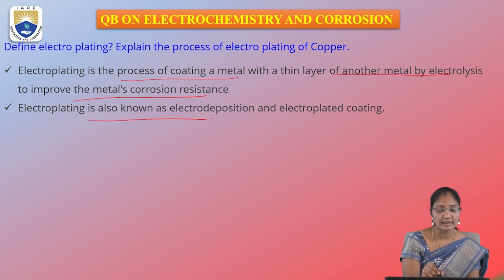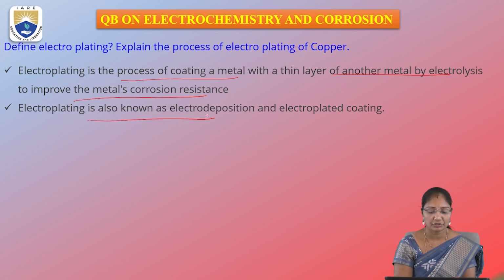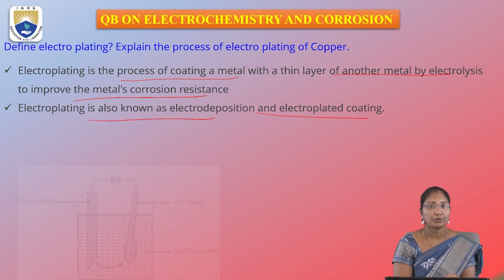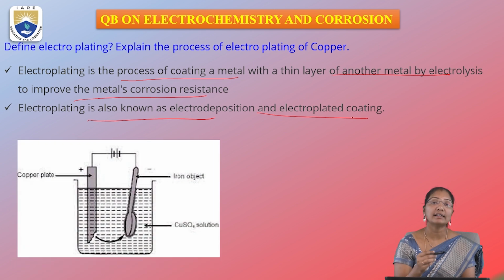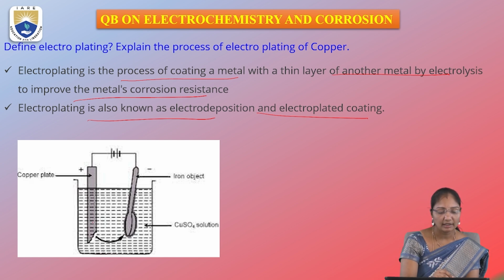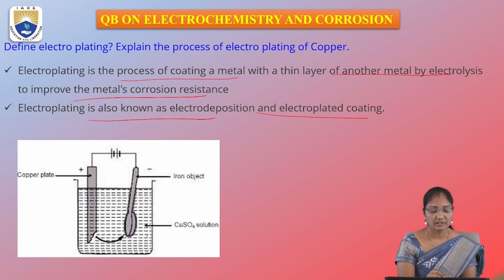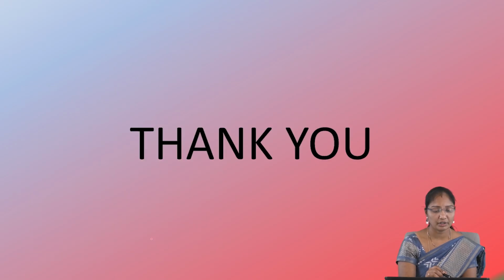So electroplating is also known as electrodeposition and electroplated coating. Here in this process, a thin layer of metal is coated on the surface in order to make the metal corrosion resistant. Here we can see the copper plate is used to coat on the iron object. So this is a copper sulfate solution.